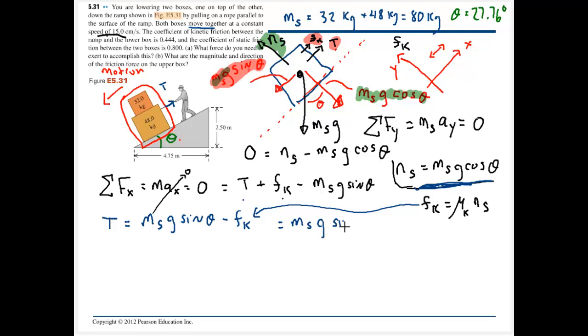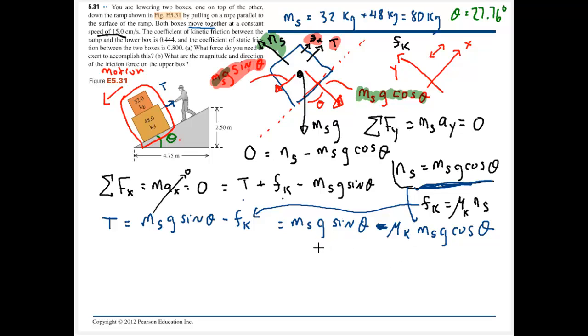Gravity, minus my frictional force, so minus mu sub k. I get my normal force right here. Mass of the system, gravity, cosine of the angle in between them.